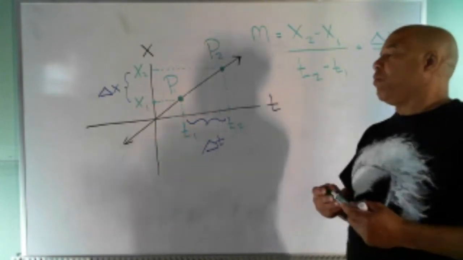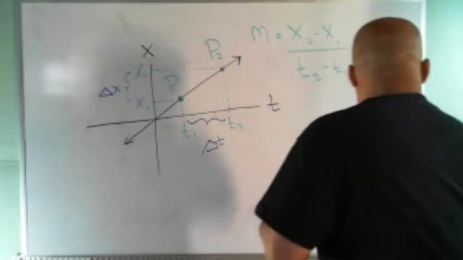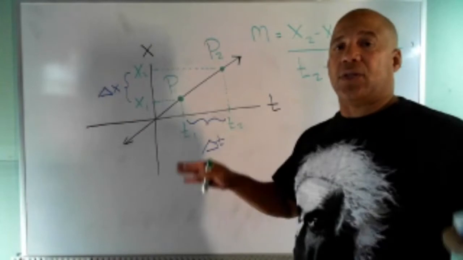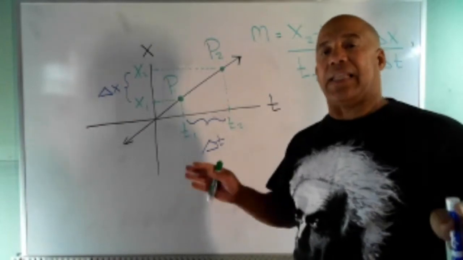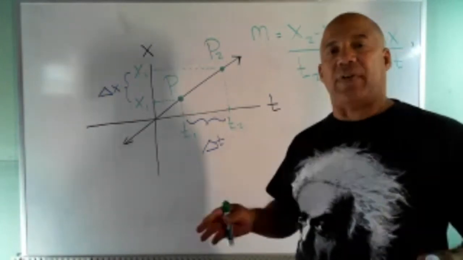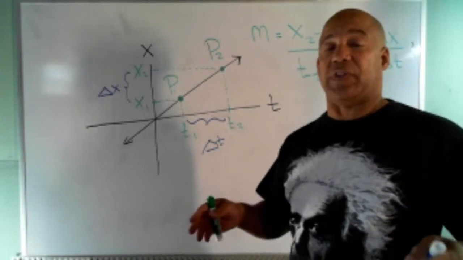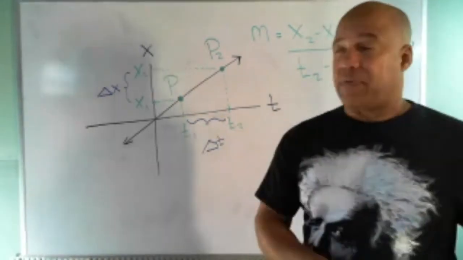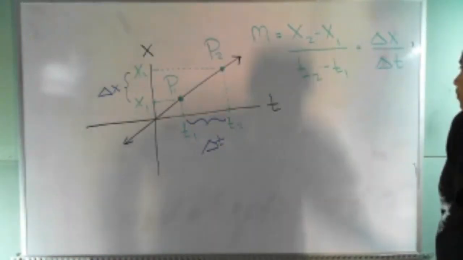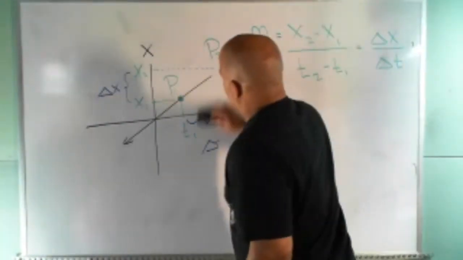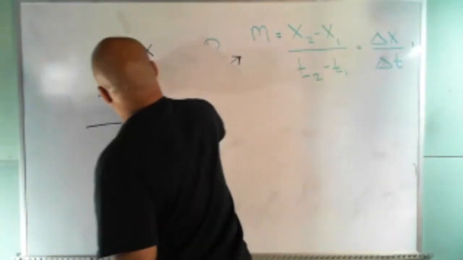Well, what if I had something that's not a line? Because we're dealing with stuff in AC that ain't a line. So what if I have something that's not a line, but I want to find the slope of it? How would I find the slope of something that's not a line? Well, if it's not a line, it's a curve. So let's look at that scenario. How do I find the slope of a curve?